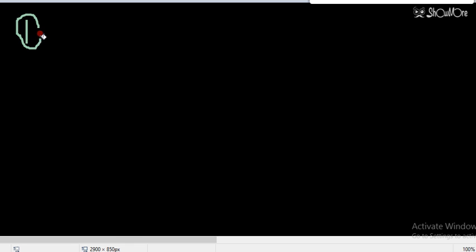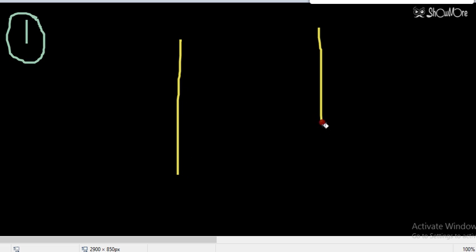So, let's start with the very first question. The first question which was given to you in the homework was this one. Two sheets were there. This is sheet number 1. This is sheet number 2.